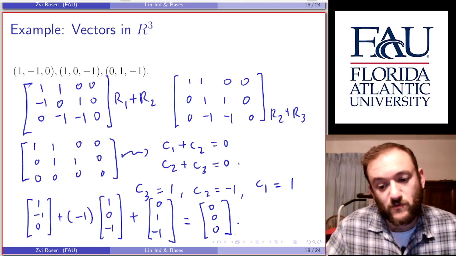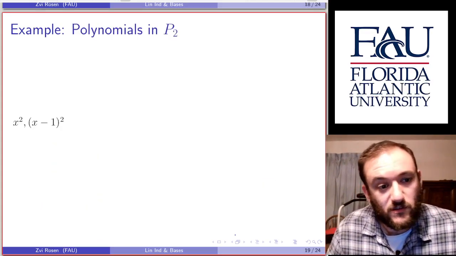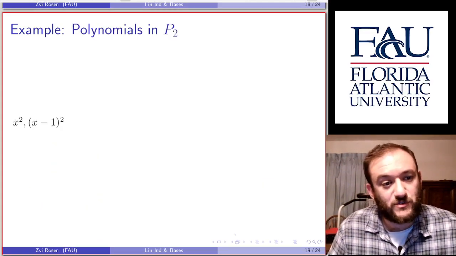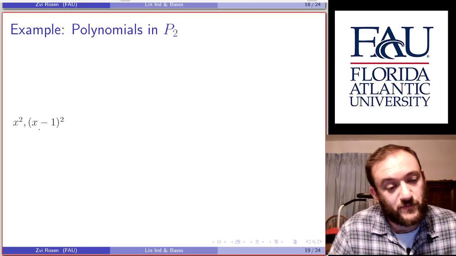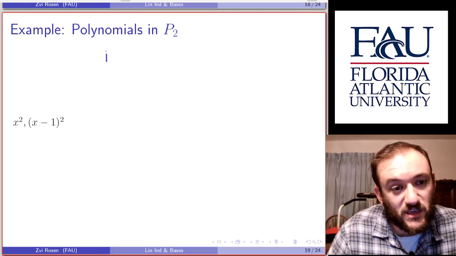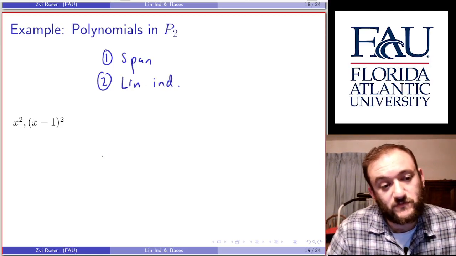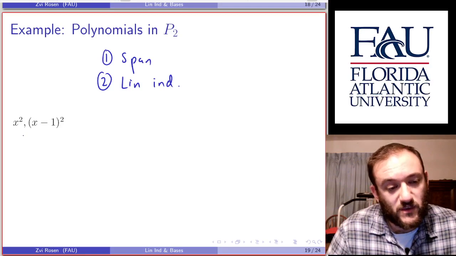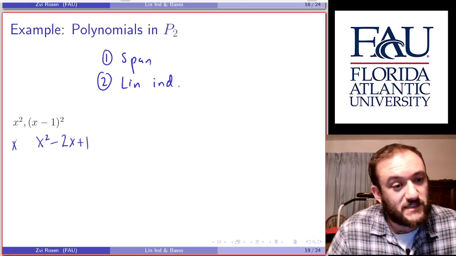Nice. So let's go from there to an example of polynomials in P2. Here we have x squared and (x minus 1) squared. We need this to be spanning and linearly independent. Let's multiply this out so it's a bit clearer. We have x squared minus 2x plus 1, and x squared.